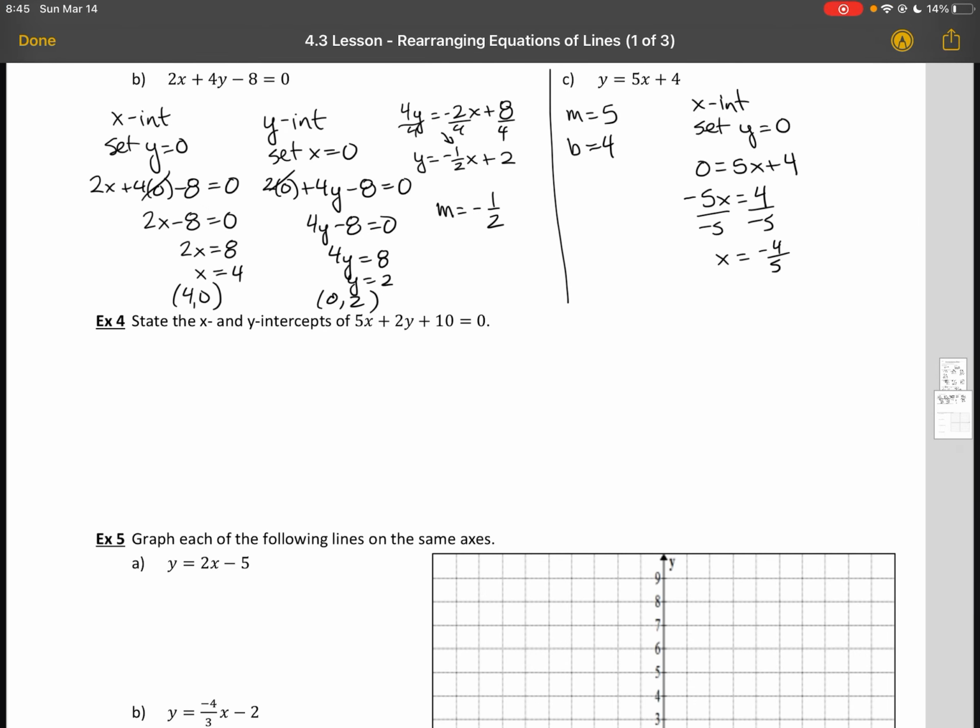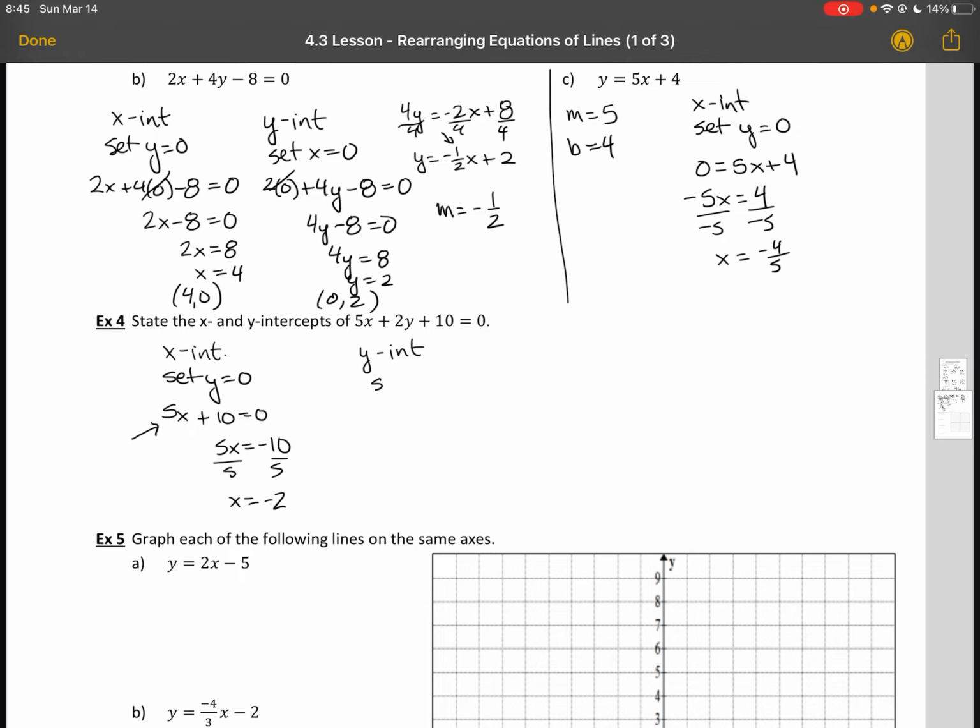Example 4, now we're going to state the x and the y-intercepts. So remember, for the x-intercept, we're going to set y equal to 0. So in this case, that gives us 5x plus 10 equals 0. 5x equals minus 10, which gives me an x-intercept of minus 2. I abbreviated our steps a little bit just by not writing the y term because I know that gets eliminated.